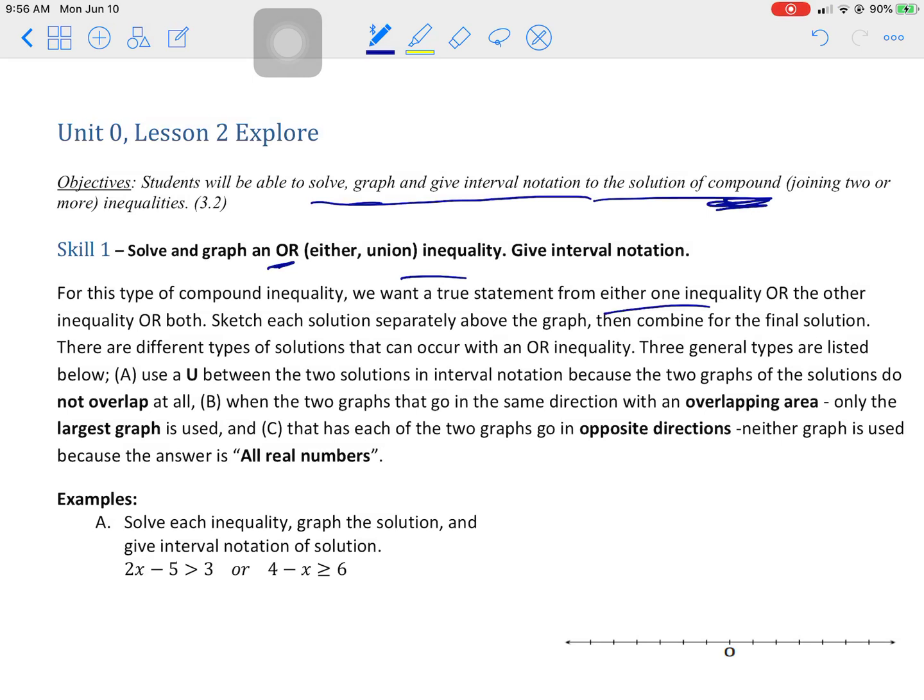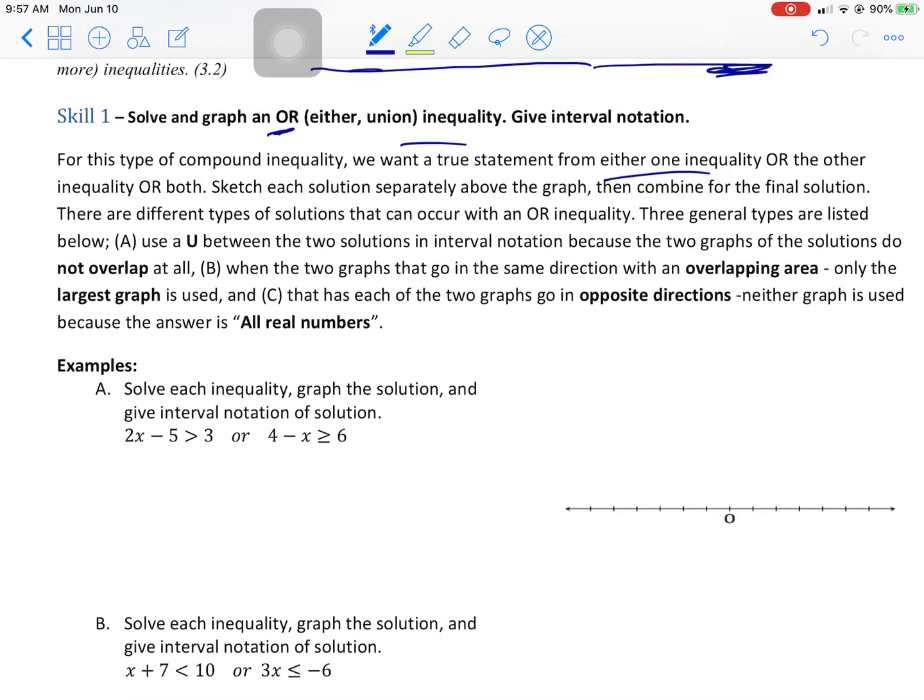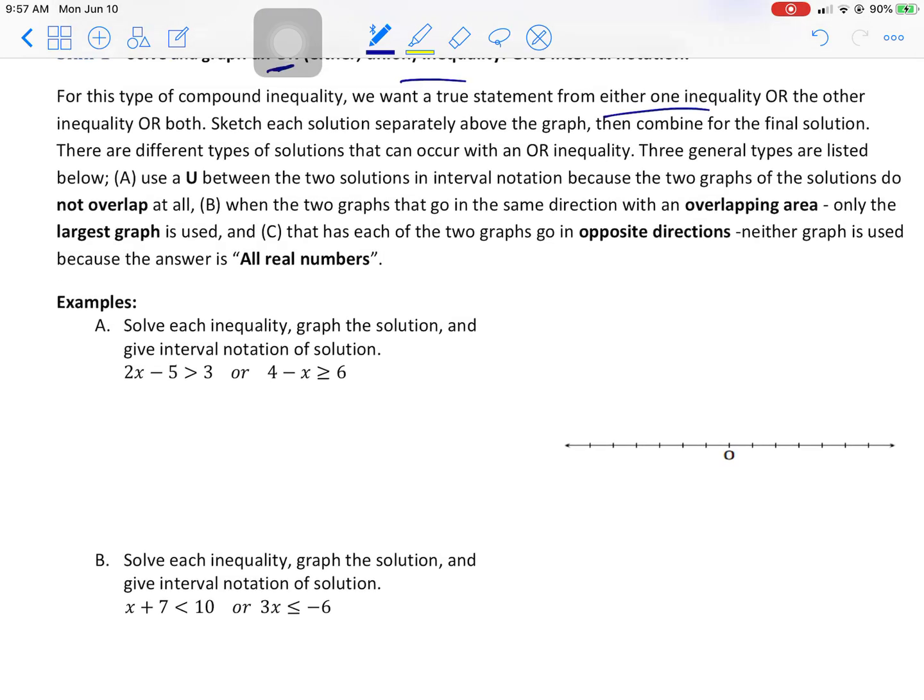With one, you're going to use the union symbol between the 2 solutions. Because remember, if you get a less than and a greater than, it could be either or, so you want to put a union between them. The 2 graphs don't overlap, so you have to use that to describe it. And then sometimes the graphs go in the same direction, so you want to use the largest graph of the 2. We'll look at that. And then sometimes if the graphs go in opposite directions, they overlap, and then it could be any real number. So let's try some of these here.